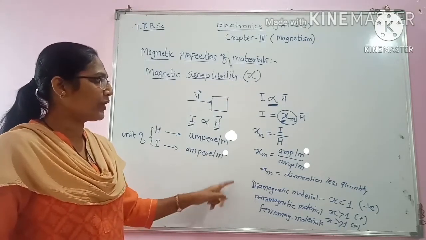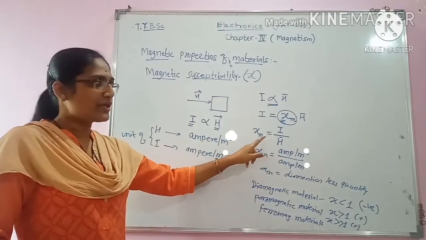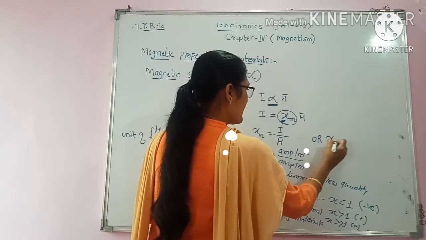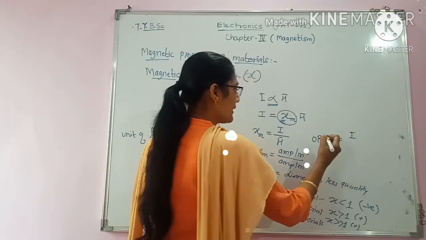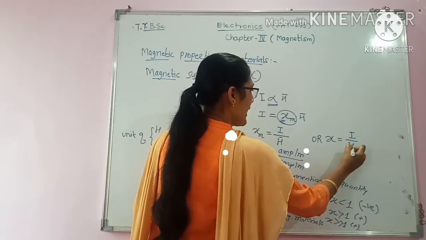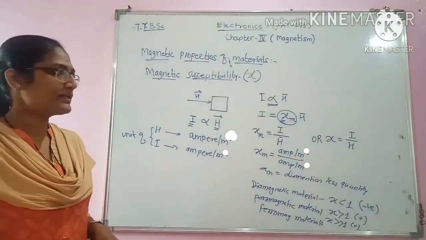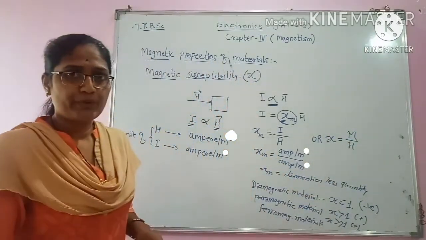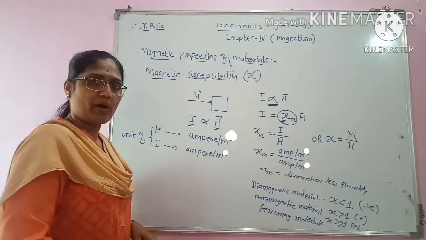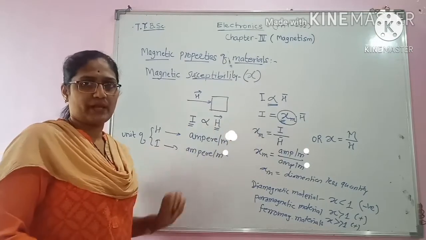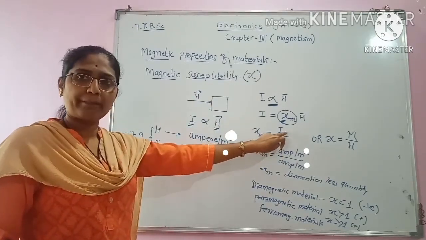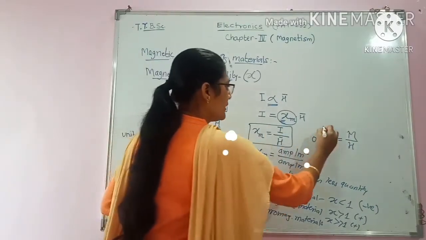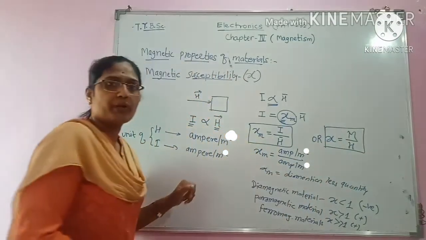And its formula is I upon H. Sometimes I is also replaced by M. So chi is equal to I upon H, and sometimes I is replaced by the magnetization produced in the material, that is M upon H. Both are the same because I is nothing but capital M by V. So this is the formula for susceptibility of the magnetic materials.